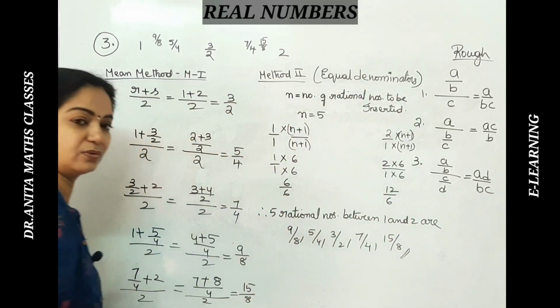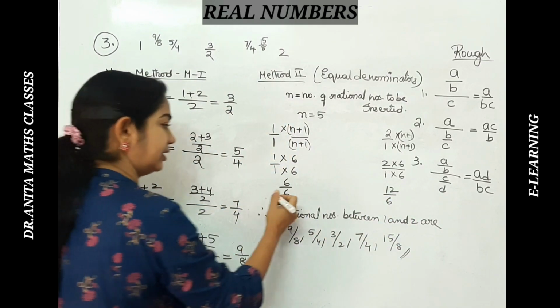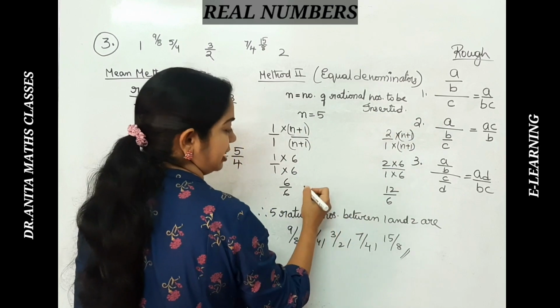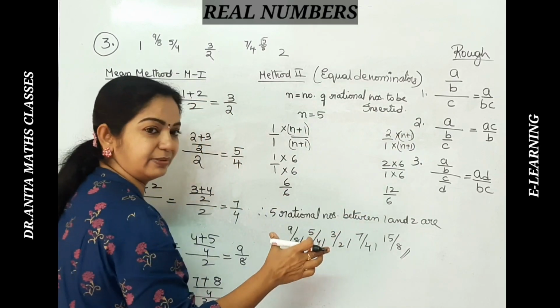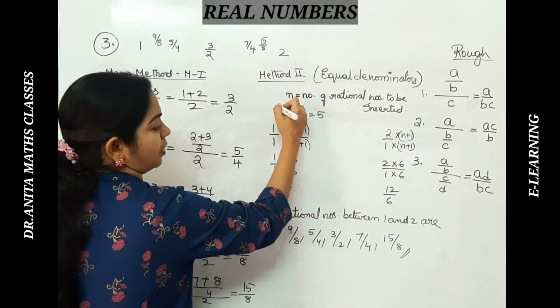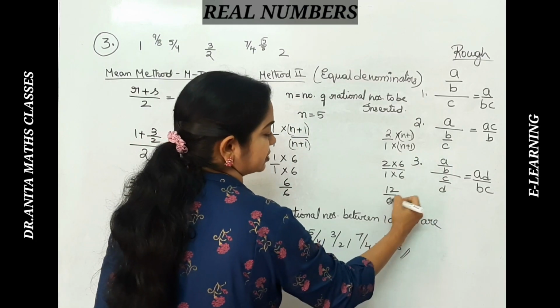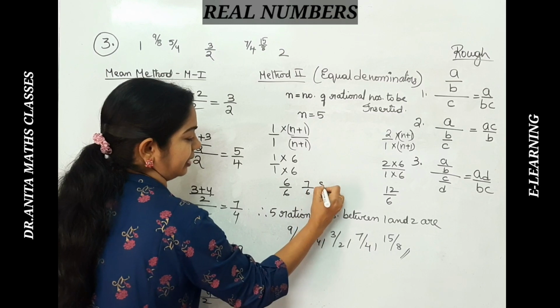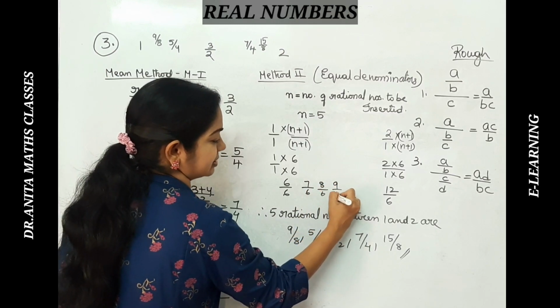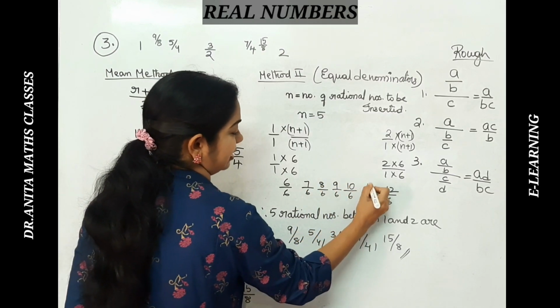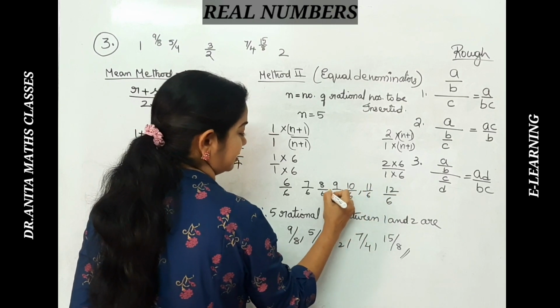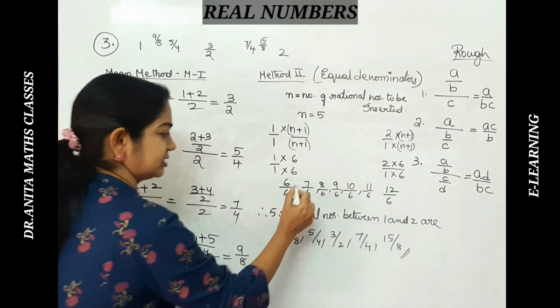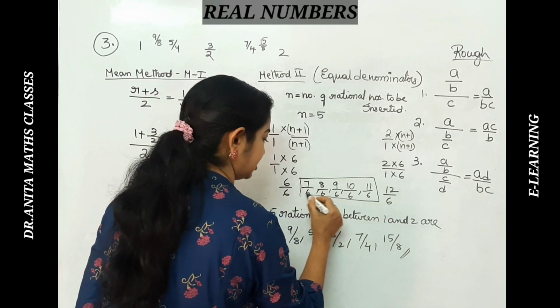Now they have equal denominators, isn't it? How many can I write in between? This is nothing but 1, and this is nothing but 2, because 6 ones and 6 twos. So in between I can easily write 7 by 6, 8 by 6, 9 by 6, 10 by 6, 11 by 6. These are the 5 rational numbers inserted.